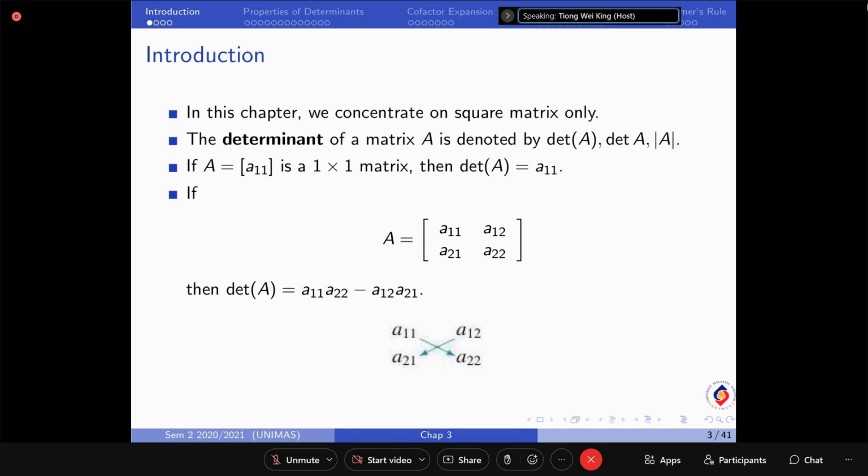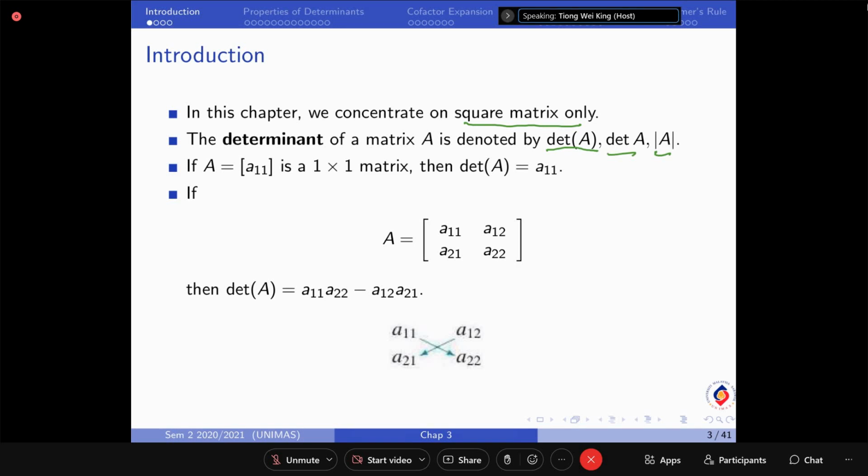In this chapter we only consider square matrices, because only for a square matrix can we find the determinant. Other than that, we cannot find the determinant. The notation of the determinant is either you write det bracket A, or you just write det A, or you can write the absolute value of A, two straight lines.